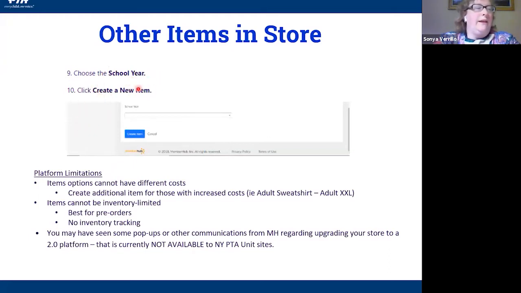Choose the school year that you want the item to be listed in, and then you would create the new item. So here are some platform limitations. Item options cannot have different costs in this platform.